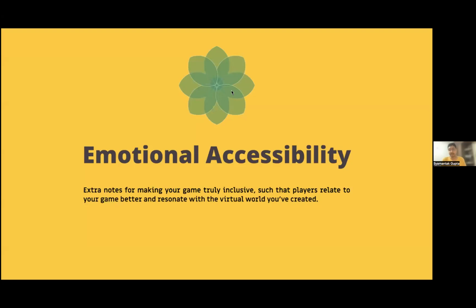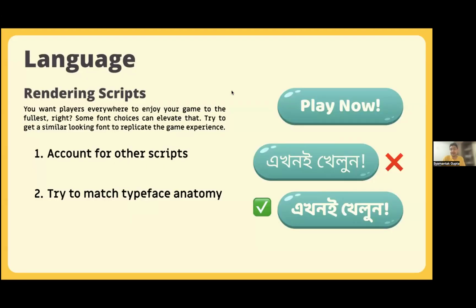Now, coming to emotional accessibility, which mostly talks about diversity and inclusion. Because when you see yourself in a game, that is when you're able to truly realize the vision that the game designer had for you, right? You're able to truly experience the game. So, a couple of things we'll talk about.